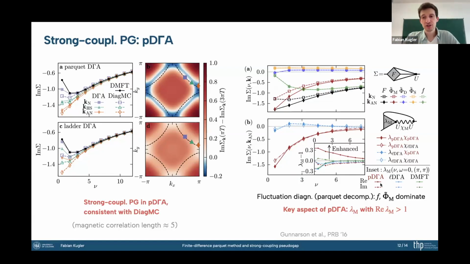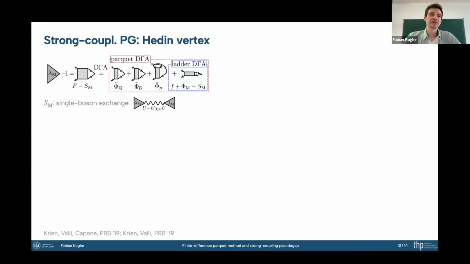We also looked at the imaginary part because this was advocated in the previous work. But at this point, the Wu point, we did not find a strong influence. They look at a different point in parameter space. Good, so now we're one step further. We know that the Hedin vertex is the key player. We might still ask, why do we need parquet D gamma A to get this object correctly if only one channel dominates? And this is explained in this equation.